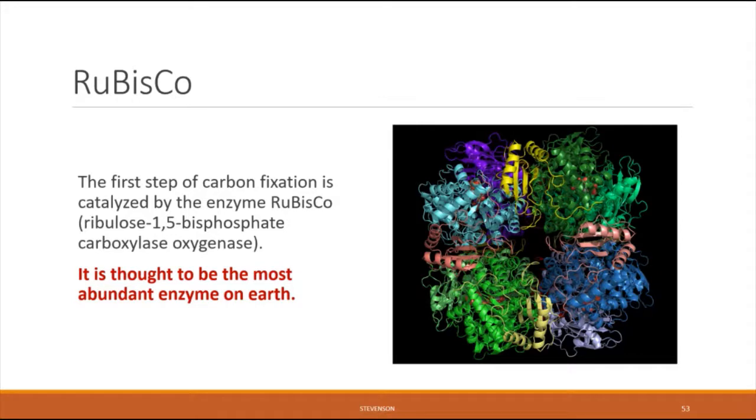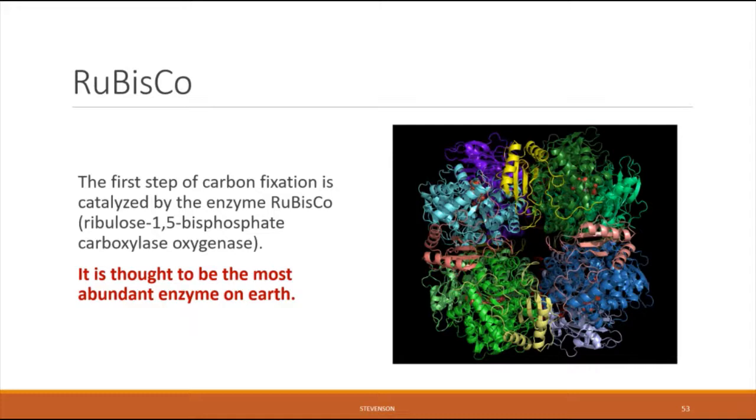So now let's get back to this special enzyme called Rubisco, which I mentioned just a few minutes earlier that was thought to be the most abundant enzyme on Earth. If you counted up all the enzymes on Earth, then Rubisco would be the most numerous one. Why do you think that is?